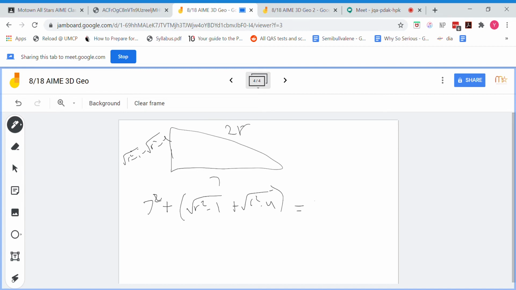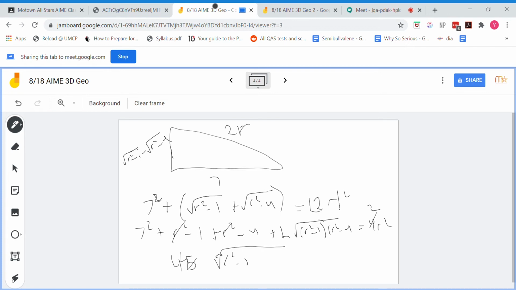equals 2r whole squared. And so we have, let's see, 7 squared plus r squared minus 1 plus r squared minus 4 plus 2 square root of r squared minus 1 times r squared minus 4 equals 4r squared, and then we can finish this out. This goes to 2r squared, so this becomes 45, or square root of r squared minus 1 times r squared minus 4 equals r squared minus 22.